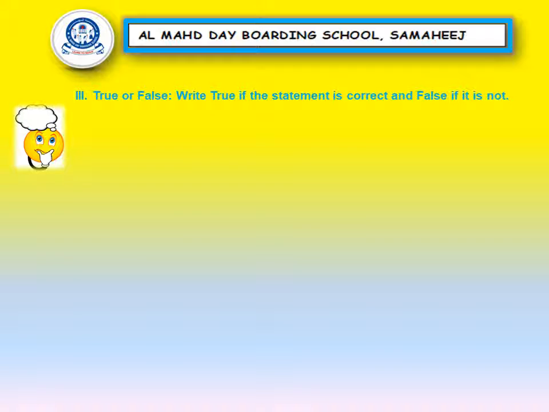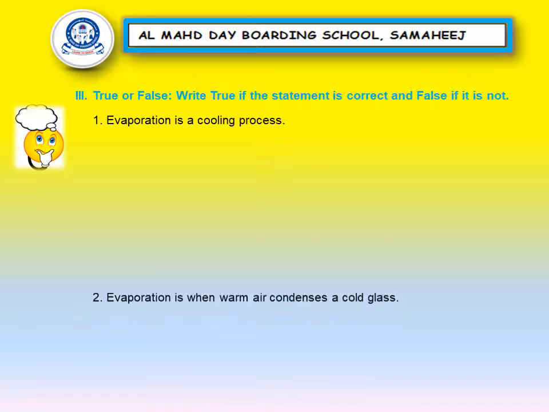For part 3 of assessment number 2, true or false, you're going to write true if the statement is correct and false if it is not. For number 1, evaporation is a cooling process. Cooling process means removal of heat.